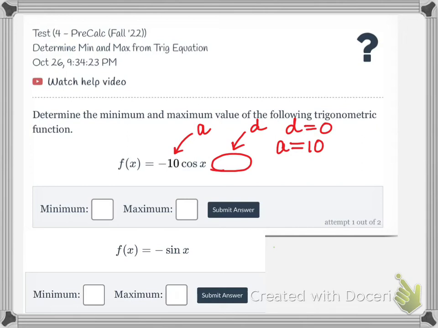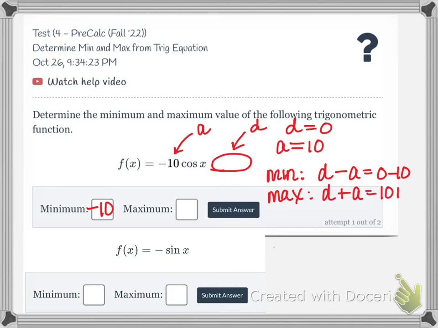So when we do our minimum, we take our D value and we subtract our A value. So in this case, it's going to be 0 minus 10, which gives us a -10. For our max value, we take our D value and we add our A value. So in this case, it's going to be 0 plus our 10. So it's going to be a 10.